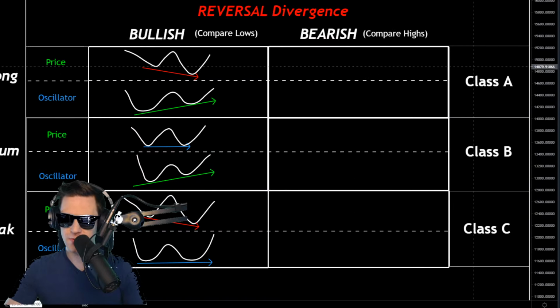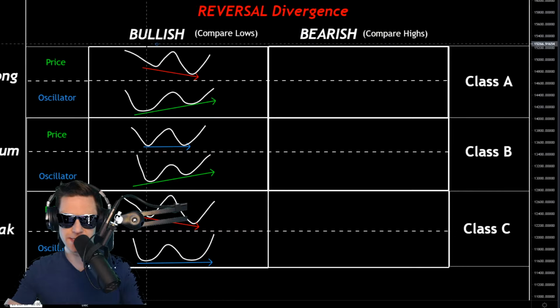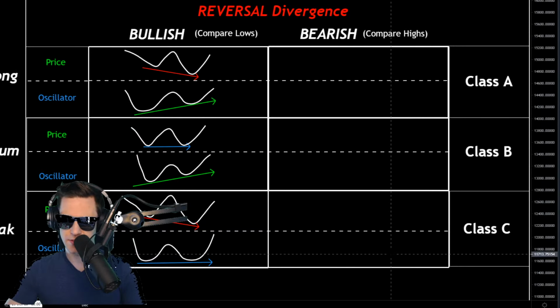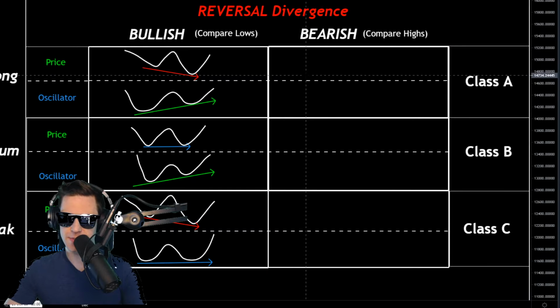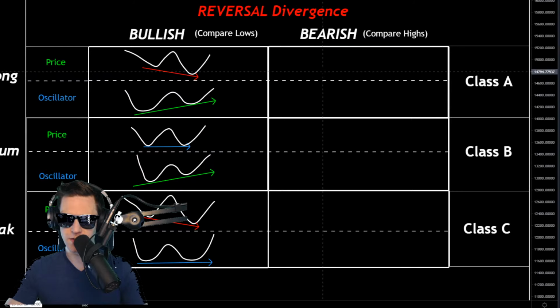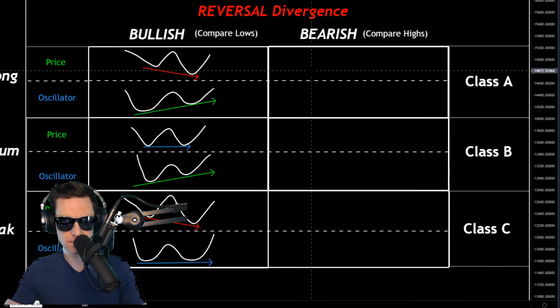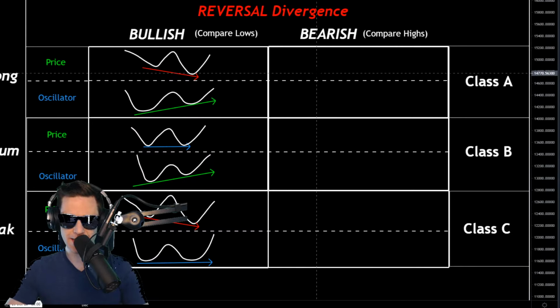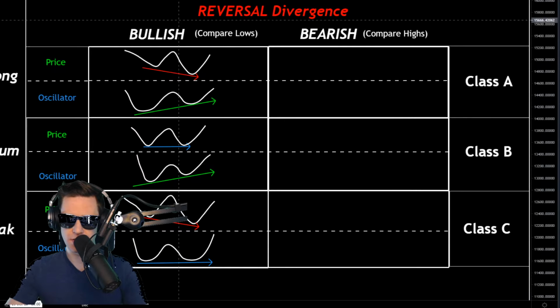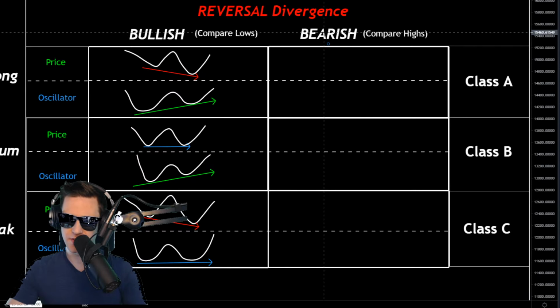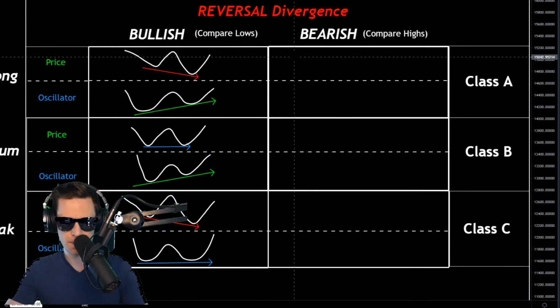All right, bearish reversal divergence. Here we're going to be doing the same thing as bullish, and you're going to notice a pattern that looks kind of similar, but this is going to be the opposite. This is going to be a market that's in an uptrend, and we're going to be looking for signs to go short, signs that the market uptrend may be ending or pulling back. So, strong bearish reversal divergence, or class A.